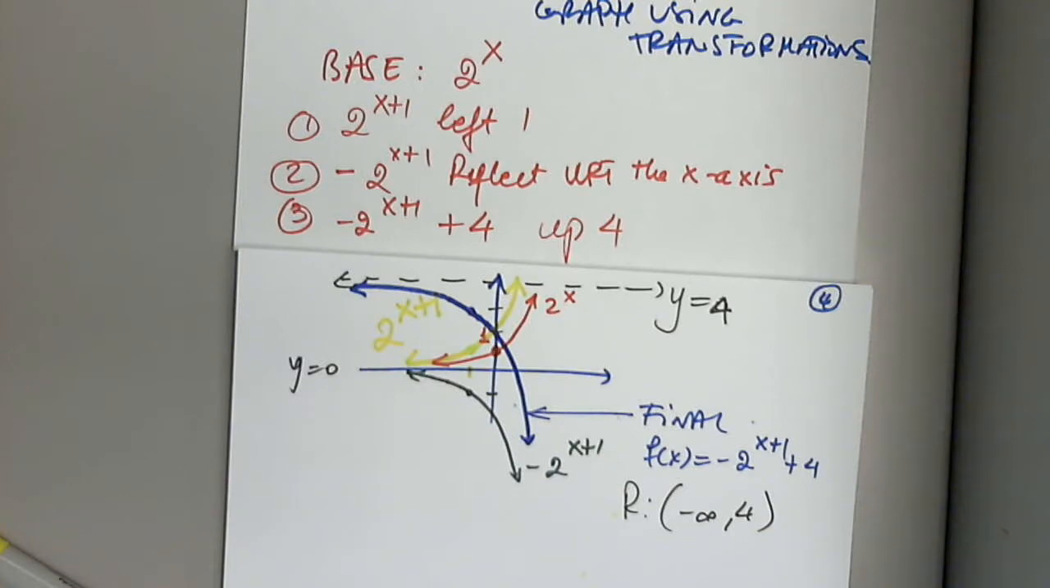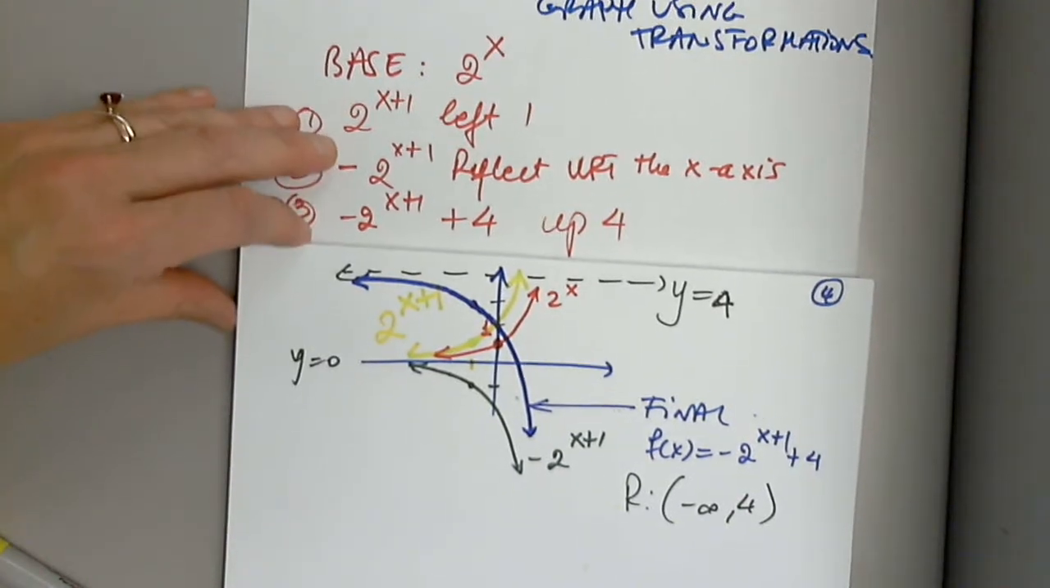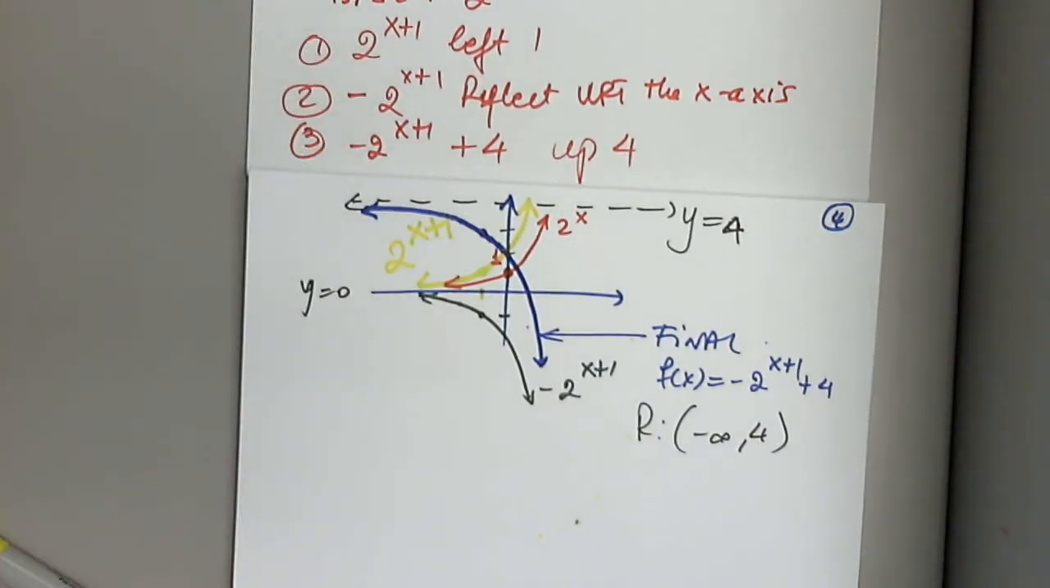And no pure exponential function has a horizontal asymptote of 4. But this is not a pure exponential. It has a lot of transformations on it. Any questions so far? Any questions?